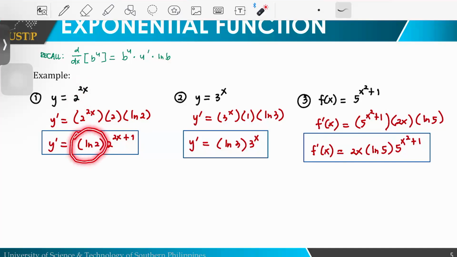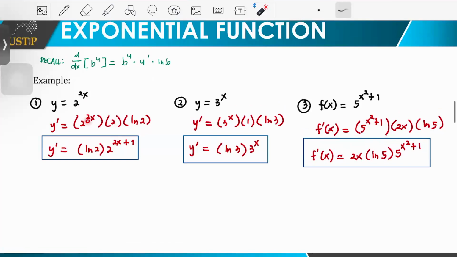Okay, that's a constant. And then, since you have the same base class na 2 diri, pwede na to i-add ang exponent, correct? So, you will have 2x here, and then you will have 1 here. So, if you combine the exponent, kay kung same base siya, plus atong exponent. So, you will get 2 to the 2x plus 1. Okay. So, that's very easy.